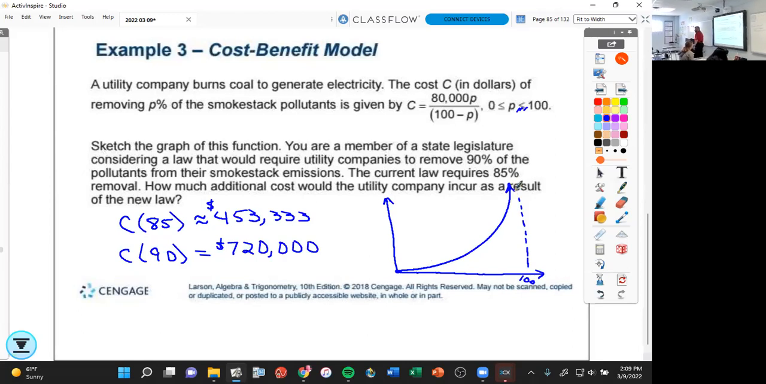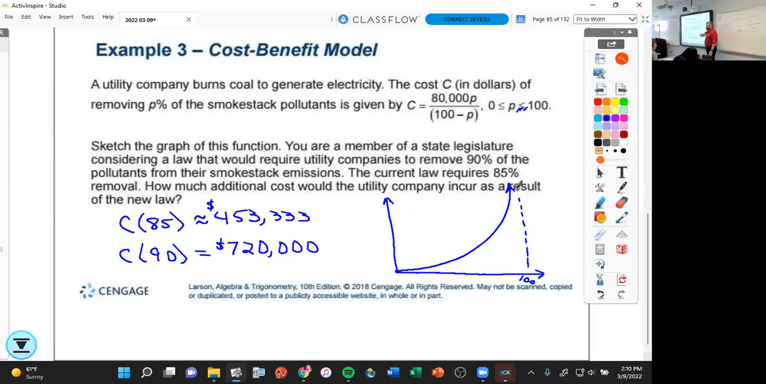Is it possible to remove 100%? No. How much would it cost to remove 99.9%? Don't even go there. Okay? Because you will see this is what the graph's doing. Okay. So I have sketched a graph.